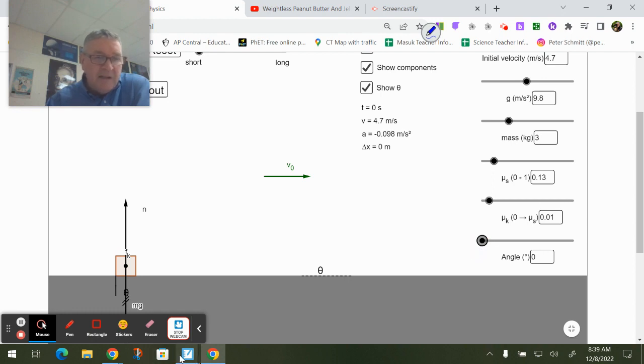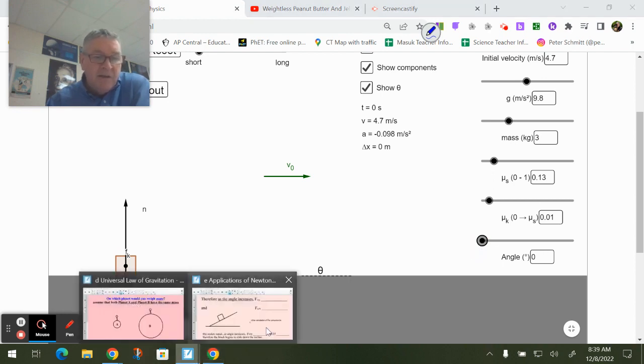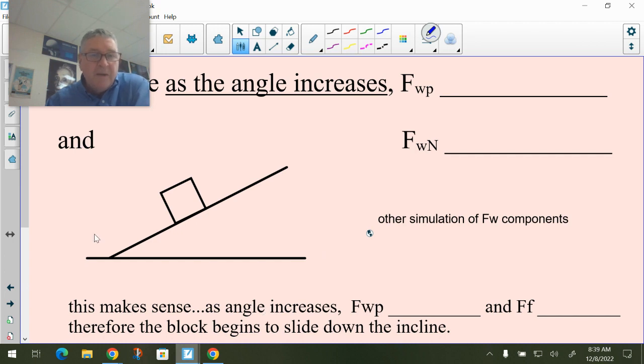And if that kind of makes sense, that's great. Now, the rest of this you can memorize. I'd like to show you where it comes from, but the base idea is, as the angle increases, FWP increases. And if the angle increases, the FWN decreases. Okay?